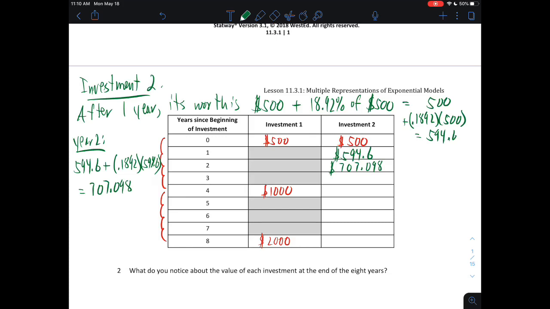So now, at this point, we might remember something that we did in Module 4, where if we're adding a multiple of a number, and then that number relates to where we started with, this actually has a simpler way of being done. What I wrote here, 594.6 plus 0.1892 times 594.6, is the same process as 594.6 times 1.1892.